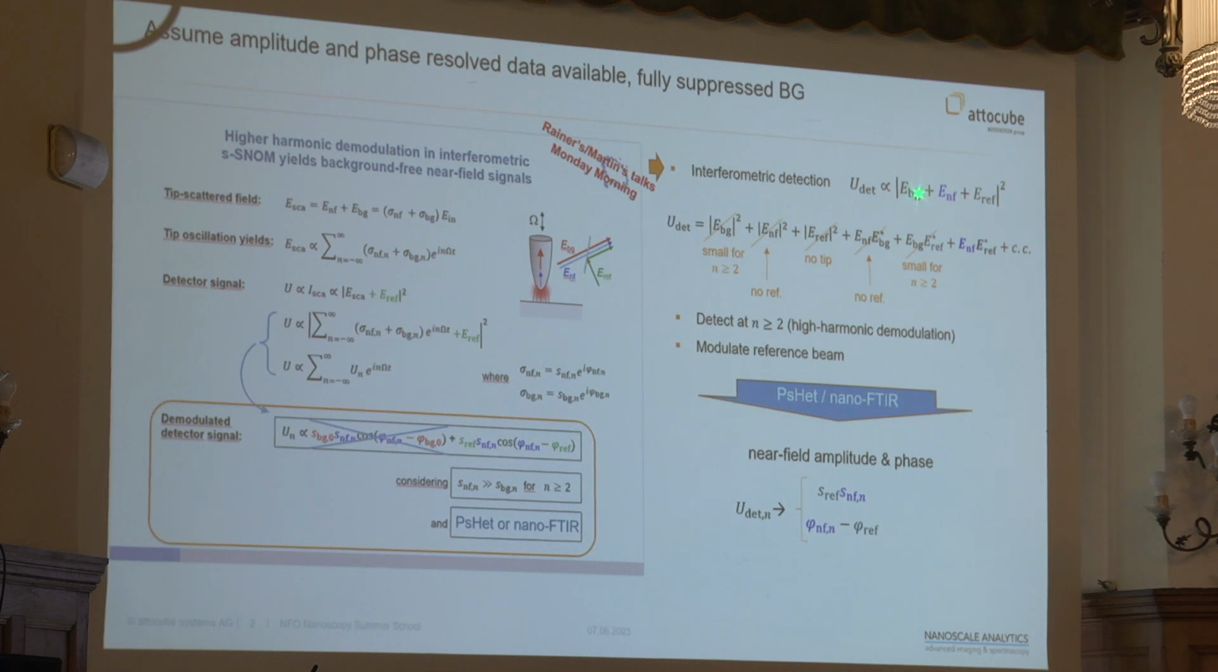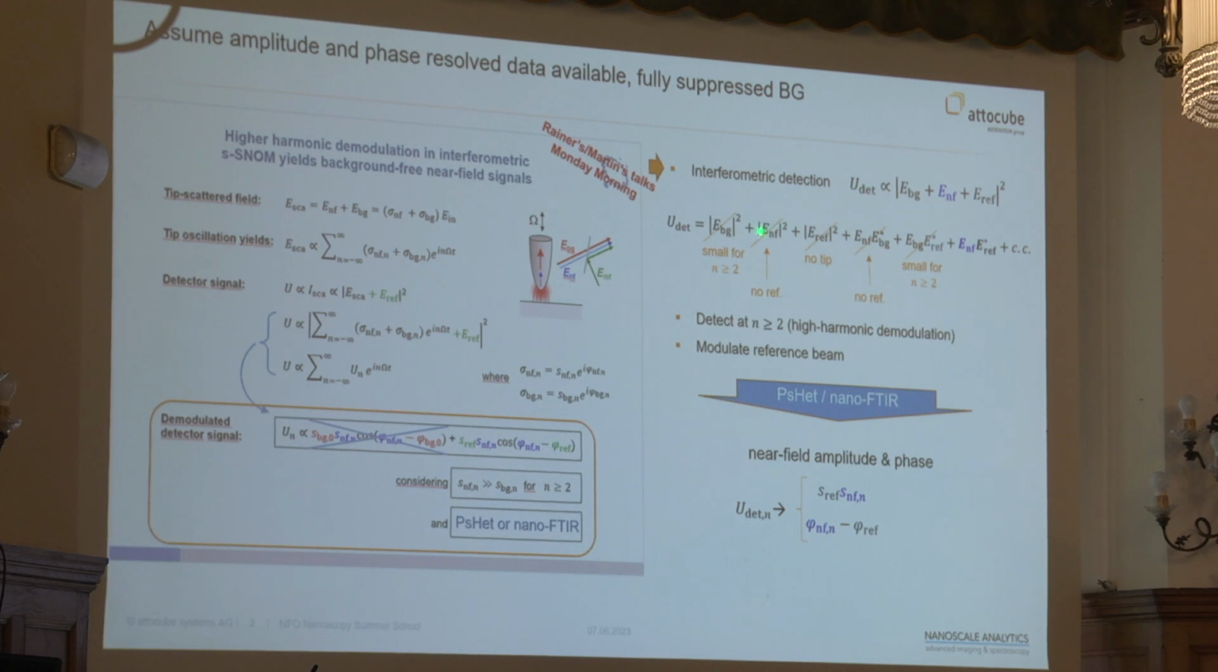If you do some simple algebra, you can expand this square, and you get 6 terms plus 3 complex conjugates. I didn't write them down. Here's where the important part comes in. If you do phase modulation, which is what PSHet and nano-FTIR are, together with high harmonic demodulation, then the background term is gone. If you detect at a high enough harmonic, demodulation order above 2, the background term is not modulated by the reference, and high harmonic demodulation with respect to the tip tapping frequency essentially zeroes it.